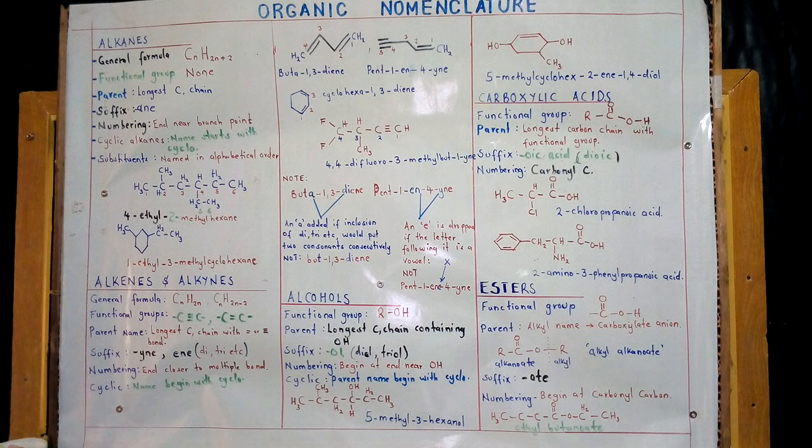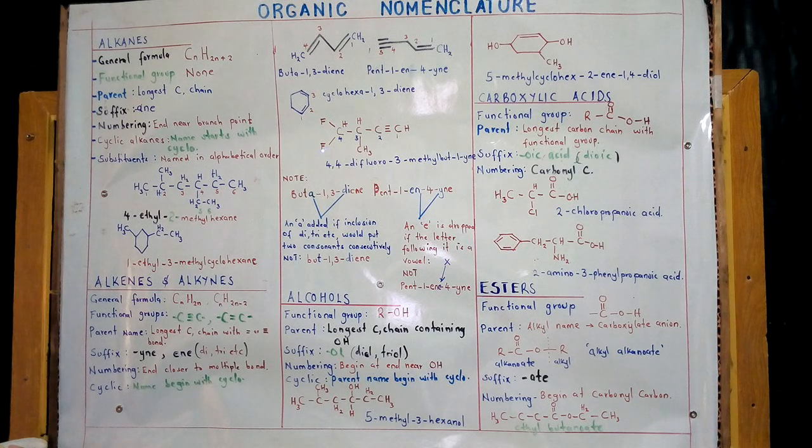And the numbering, as we said, starts from the end closer to the multiple bonds. And this is the first one. So we shall number them starting from here. This is 1, 2, 3, 4. Suppose we follow this route, then we shall have 1, 2, 3, 4, but we will have omitted this substituent, that is the fluorine.